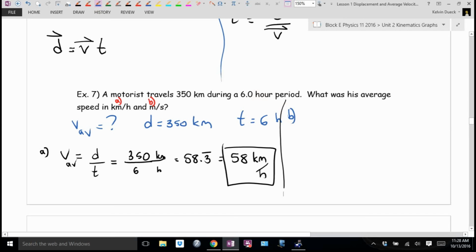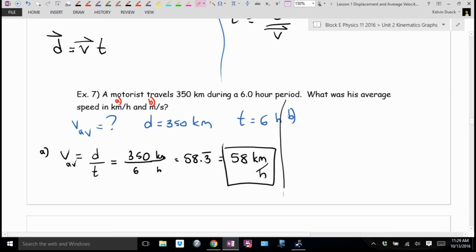B. In meters per second. There's two ways to do this. I could convert this to meters, I could convert this to seconds, and I could do all this again. Or I could convert this to meters per second by using a unit conversion method. I'm going to do that method.